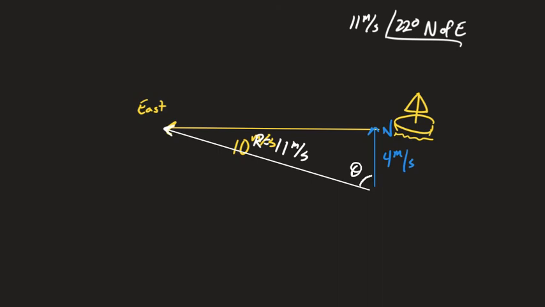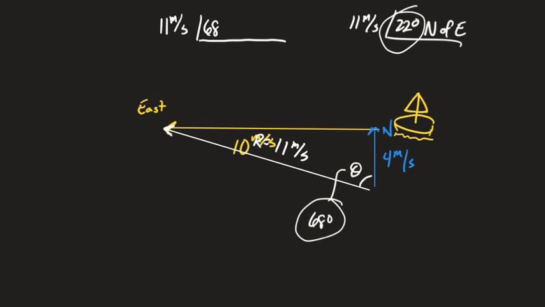Could you do me a favor real quick and find that angle? It's just going to be 10 over 4 instead of 4 over 10. 68 degrees. Now, this angle and this angle are just complementary. You add them together, you get 90. Now, the answer is slightly different though. This is 11 meters per second, 68 degrees east of north. Because I start at the north and I turn towards the east, 68 degrees.